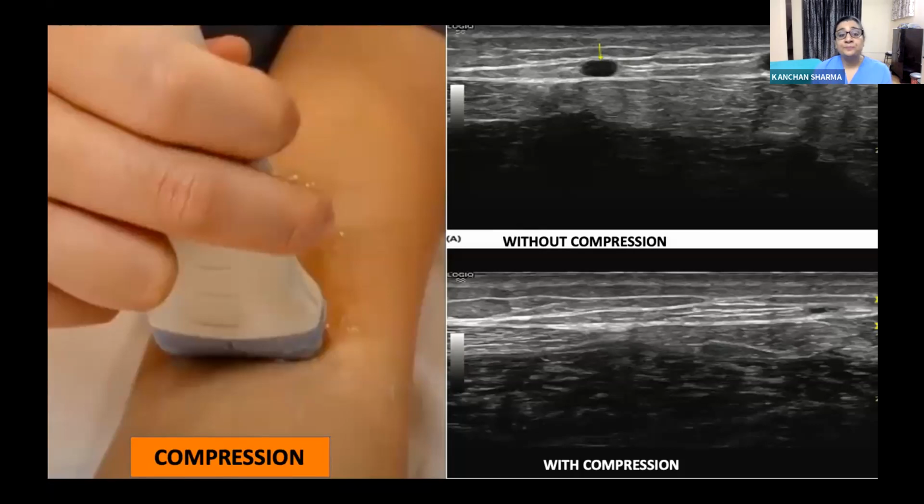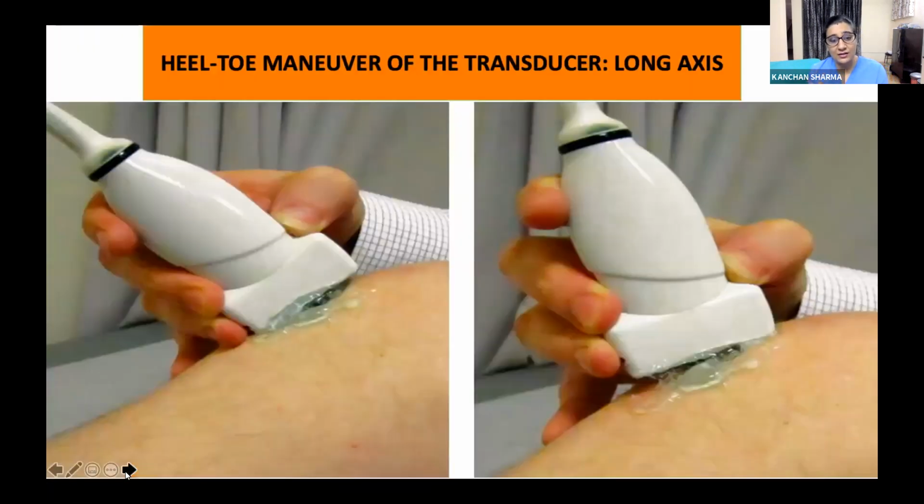And also, do not apply too much pressure with your probe, because this is going to hurt the patient. So just hold the probe gently and apply gentle pressure. And if the patient says, sir, you're pressing and it's painful, just try to remove the pressure.